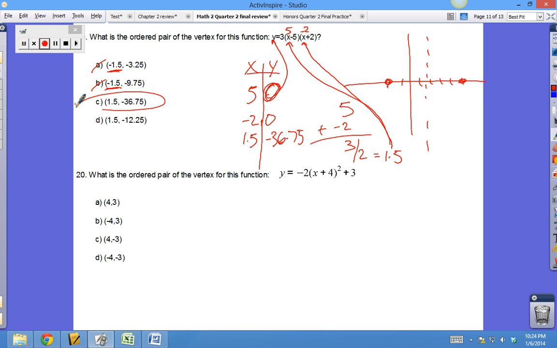Okay, 20. What is the vertex of this one? This one's in vertex form, so this one's easy. This plus 4 tells me to go left 4, up 3. So left 4, up 3. Right there's my vertex. My vertex has to be B. Left 4 and up 3.